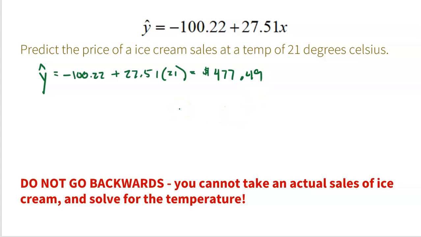And that's what I want to emphasize. Does that mean if it is actually 21 degrees today, are we guaranteed, lock, tight, solid, guaranteed, can't say it enough, guaranteed to sell $477.49 of ice cream? No, it's just a prediction.